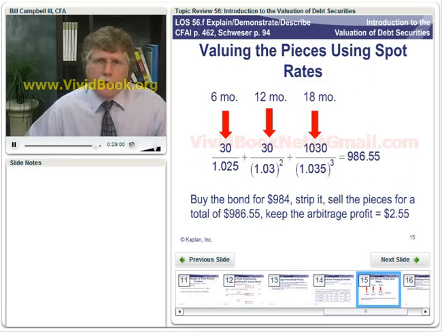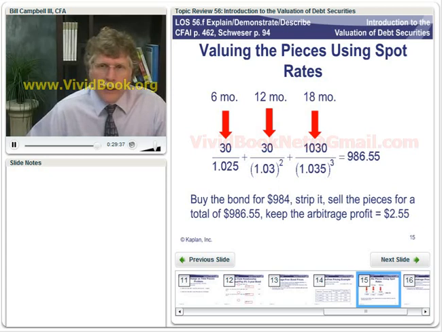So here we go. $30 6 months from now, discounted at a 2.5% semi-annual rate. $30 a year from now, discounted at a 3% semi-annual rate for 2 semi-annual periods. $1,030, discounted 3 periods at a 3.5% semi-annual rate. Add those all up, you get $986.55. The bond is selling for $984. Remember how you make money? You buy the cheap one, buy the bond at $984, you sell the dear one, you sell the expensive one, sell the pieces at $986.55. You get to keep a whopping $2.55.